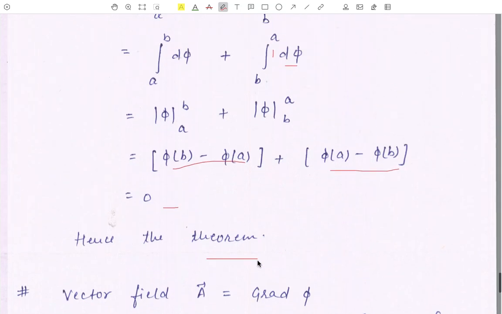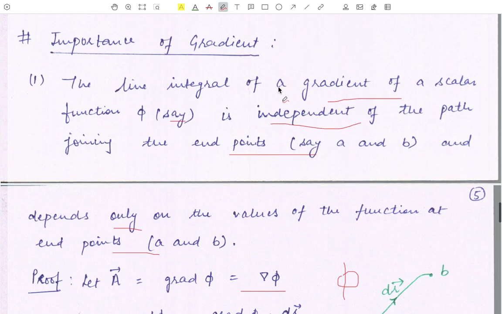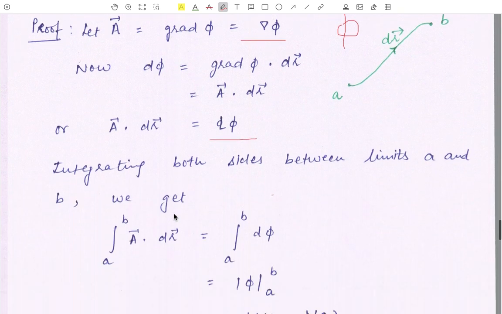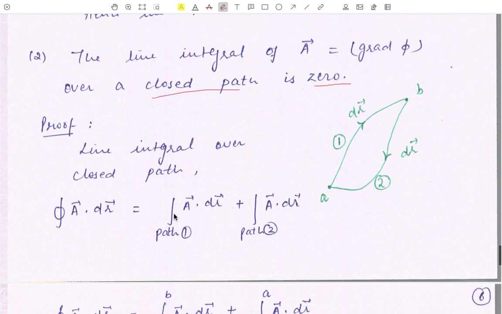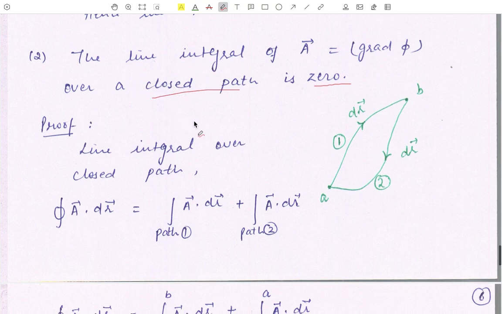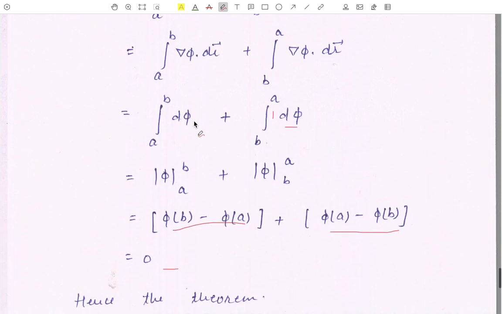So this is the importance of the gradient of the scalar field. The first one is that the line integral of the gradient of a scalar function phi is independent of the path and depends only on the values of the function at the endpoints. And the second one is that the line integral of the gradient of a scalar function is 0 over a closed path. So these are the importance of the gradient of a scalar function.